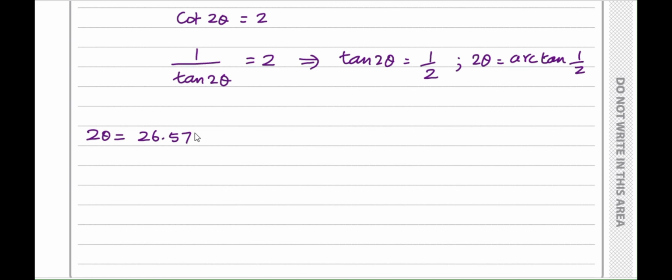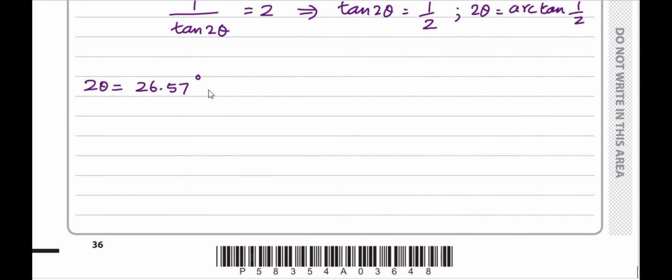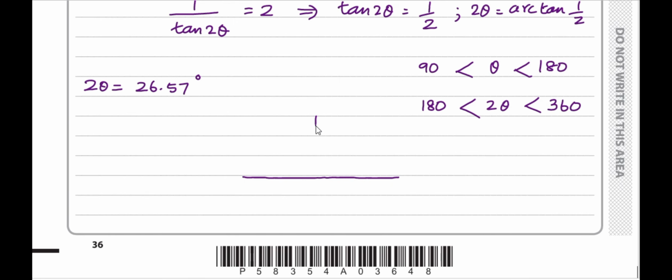Therefore, the principal value of 2 theta equals 26.57 degrees. So let us park this there and let's do two things now. One, we need to adjust the limits. The question told us that theta is between 90 and 180, but we are going to solve for 2 theta. Therefore, let's adjust the limits to 180 and 360. And secondly, let's draw the 4-quadrant diagram to determine where the angles could be. So tan 2 theta is equal to half. Therefore, tan only can be in the first quadrant and in the third quadrant.